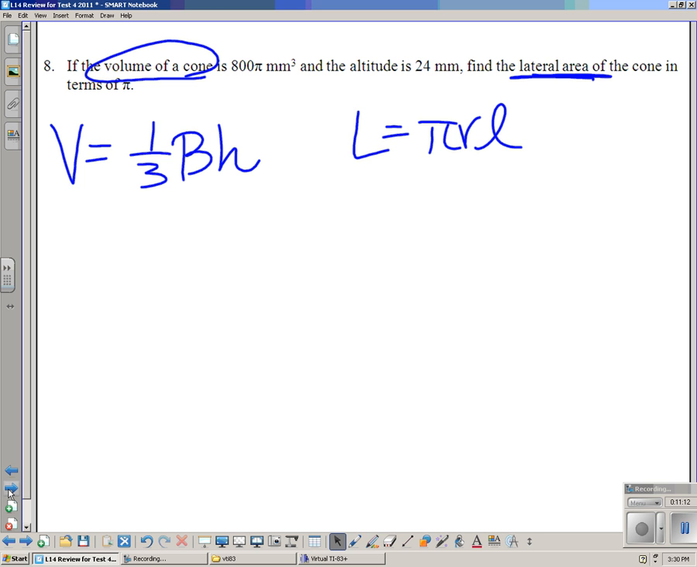Now, we need to draw the cone. You always draw the cone. Here's the cone. And inside the cone is a right triangle. Well, what do we know on that right triangle? The altitude is 24. And right now, that's it. The other piece of information we knew was that the volume was 800 pi.